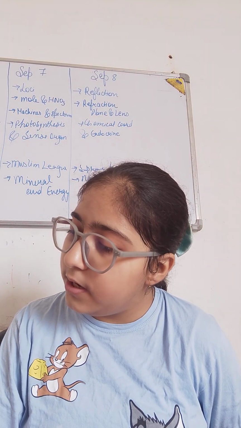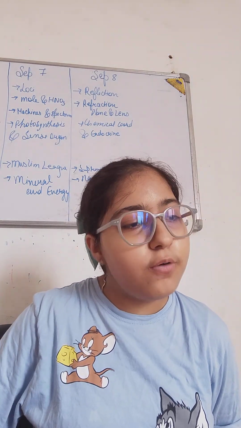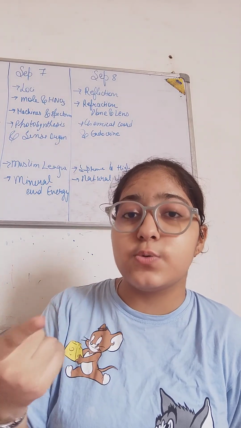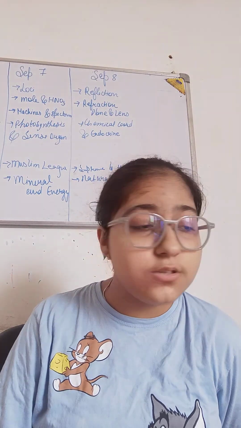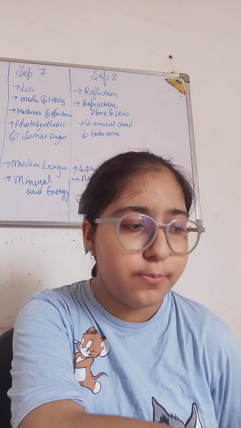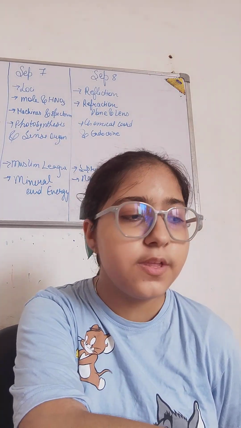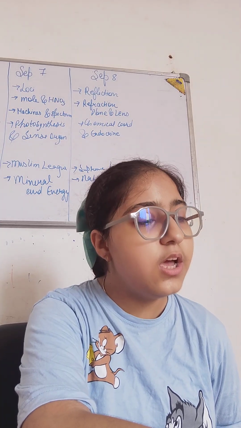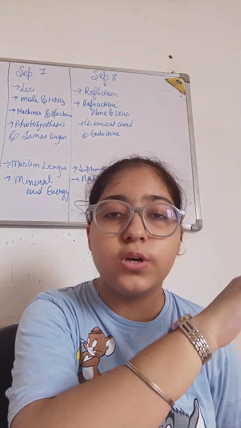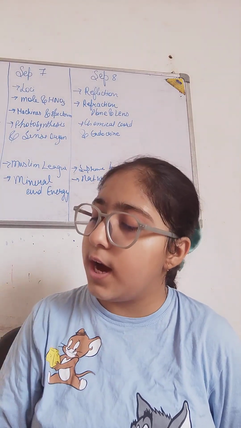Okay, and then how can you prepare sodium carbonate from ammonia? So sodium carbonate is prepared from ammonia by the process known as Solvay's process. What is Solvay's process? So Solvay process is a process used to prepare sodium carbonate when carbon dioxide gas is bubbled through brine solution saturated with ammonia and sodium bicarbonate is formed, and that sodium bicarbonate is further converted into sodium carbonate.